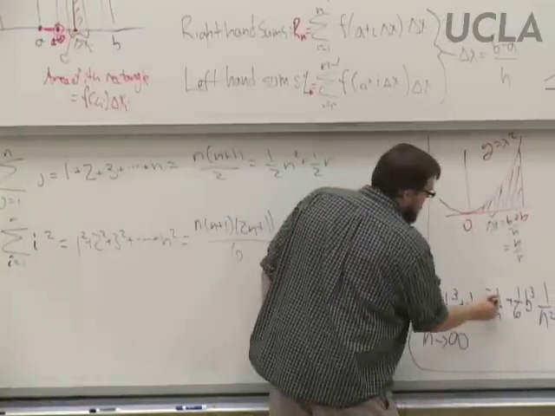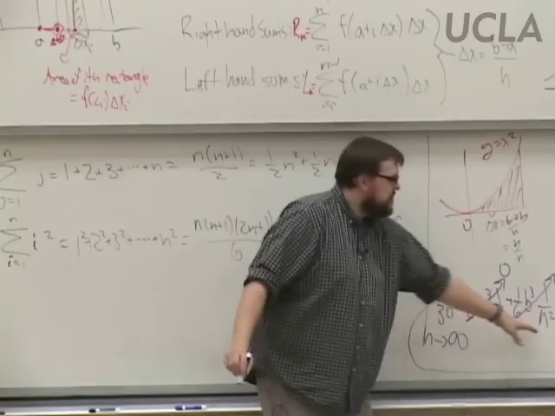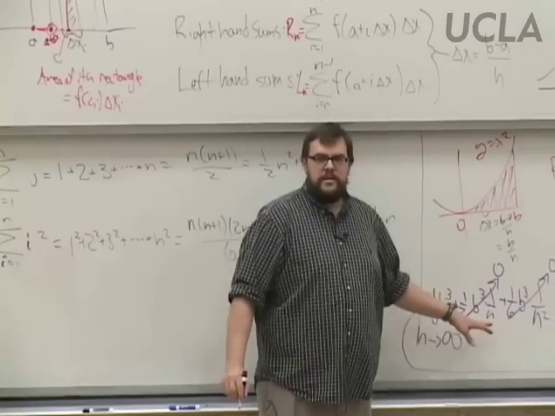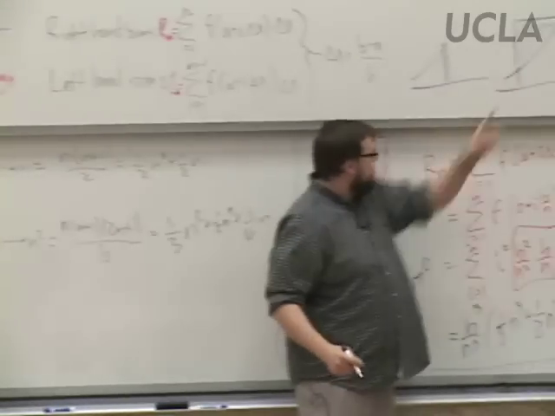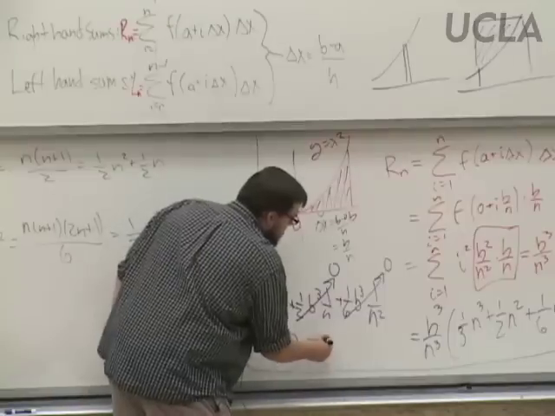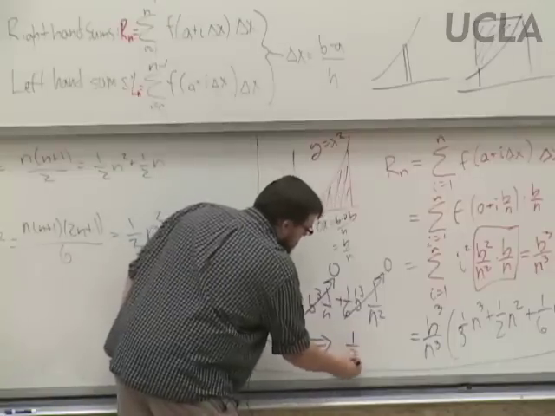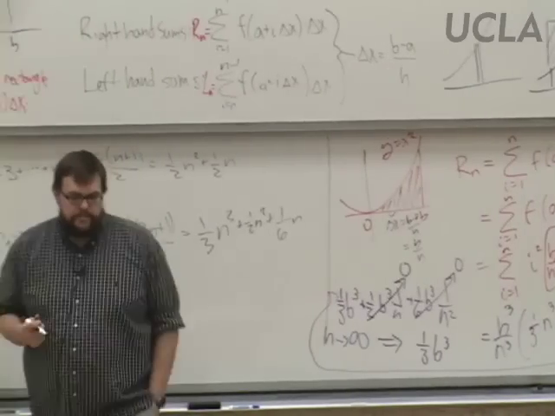So as n goes to infinity, this part goes to 0. This part goes to 0. And you can think of it, if you like, these are the error of chopping it up. Because we're overcounting. And essentially, this is saying roughly what we're overcounting by. So as n goes to infinity, this becomes 1/3 b cubed. Now, that's the right-hand sum.